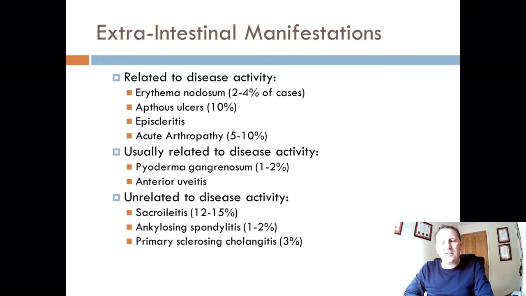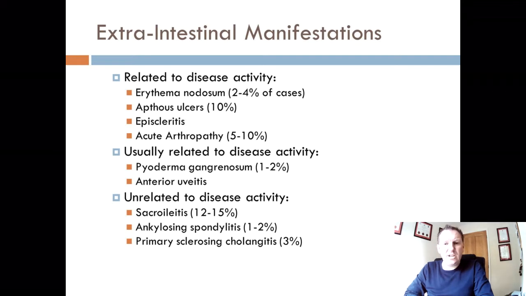So there's a few more things to think about with inflammatory bowel disease, these extra-intestinal manifestations, and these may be some of the things that you could see on examination or certainly be asking about in your history. And they split into 3 categories: those that are related to disease activity, i.e. these are present when the bowels are bad, those usually related to disease activity, and those completely unrelated to disease activity.